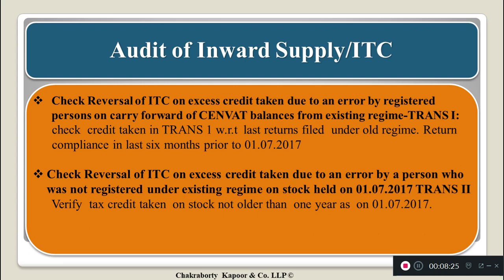Check reversal of input tax credit on excess credit taken due to an error by a person who was not registered under old regime on stock held on 1st July 2017 in TRAN 2. Verify tax credit taken on stock is not older than 1 year as on 1st July 2017.